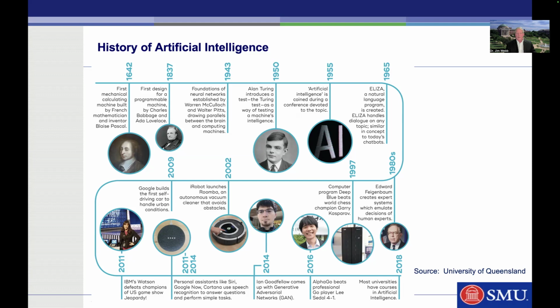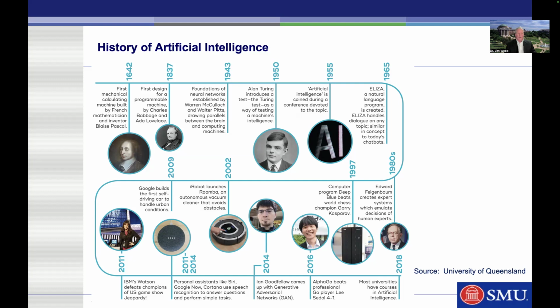1965, Eliza is a chatbot and it talks to you. It handles dialogue on a very rudimentary level, but it's similar to today's chatbots in that they can have a conversation. Jumping to the 1980s now, we have expert systems and we're starting to emulate decisions of human experts. 1997, the Deep Blue computer developed by IBM beats world chess champion Gary Kasparov in a highly anticipated match.